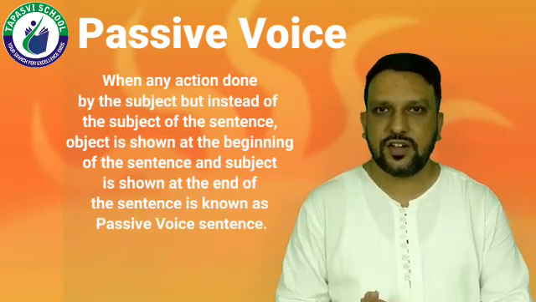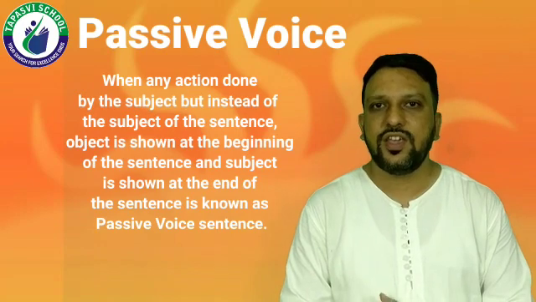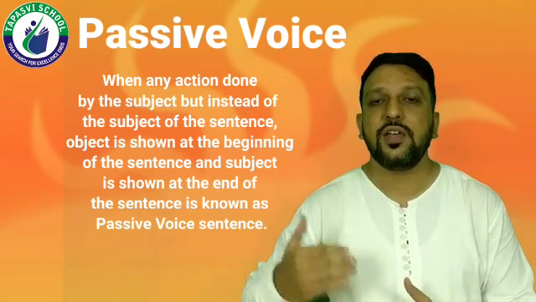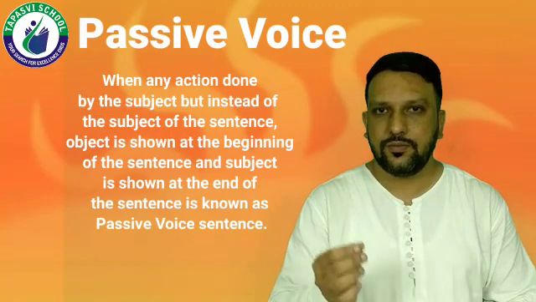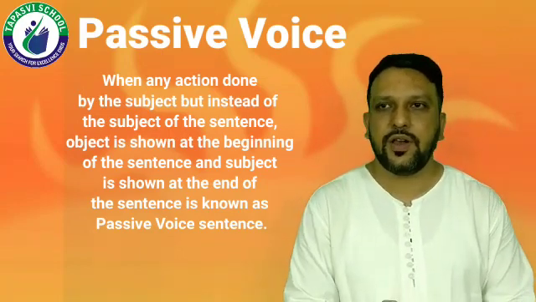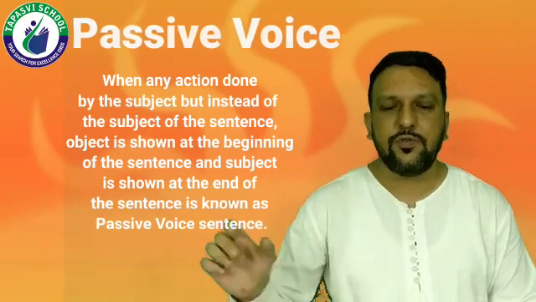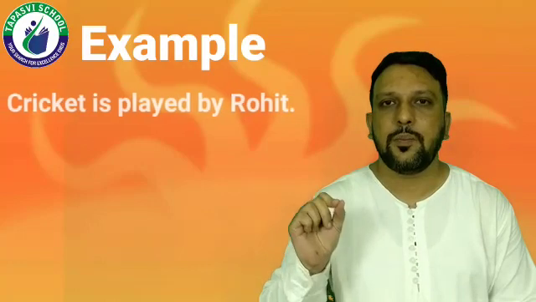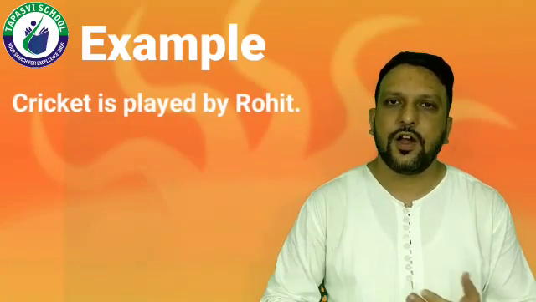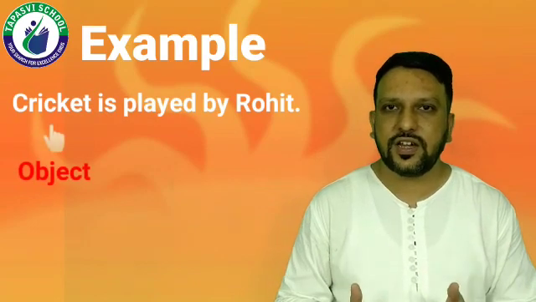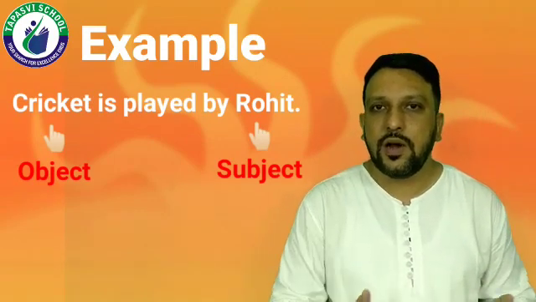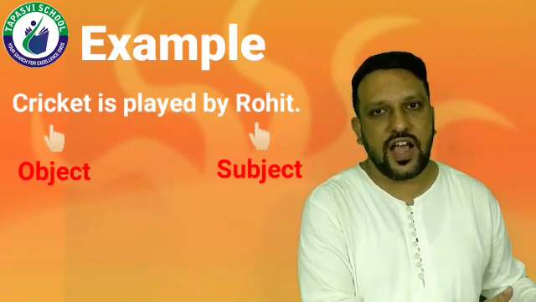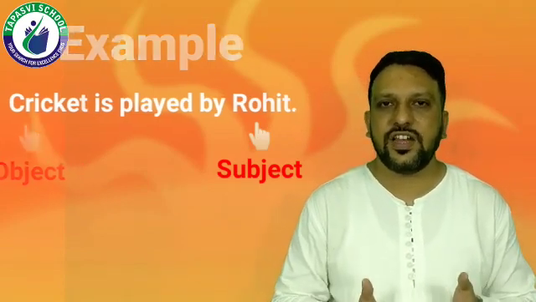A passive voice sentence is where the action is done by the subject just like the active voice sentence, but the only thing is that the object of the sentence is shown at the beginning of the sentence and the subject of the sentence is shown at the back, at the end of the sentence. For example, a passive voice sentence: cricket is played by Rohit. In this particular sentence cricket is the object, right? And Rohit is the subject. However, the action of playing cricket is done by Rohit only, but Rohit, being the subject of the sentence, is shown at the last, and cricket, being the object of the sentence, is shown at the beginning.